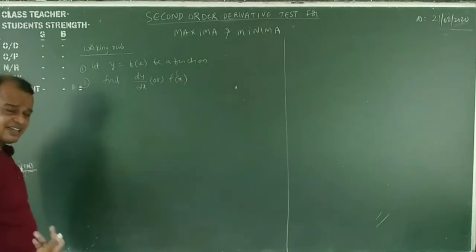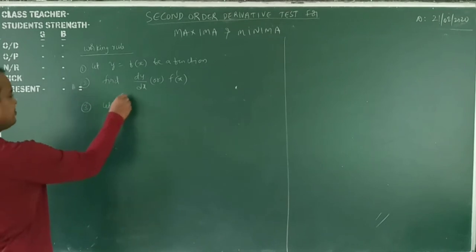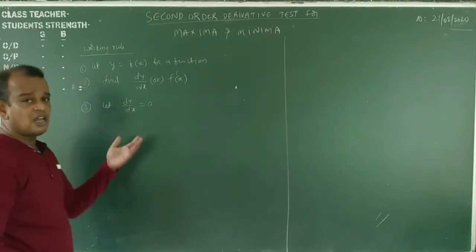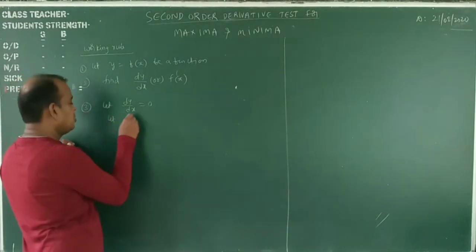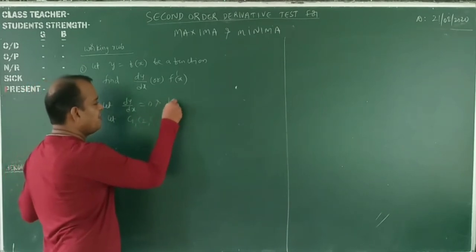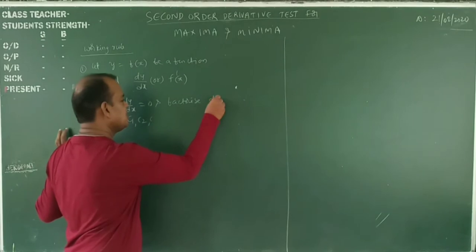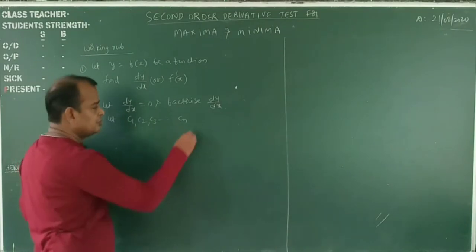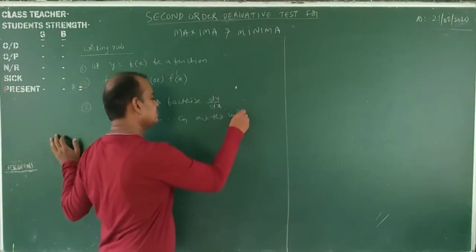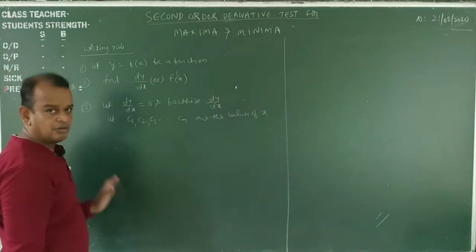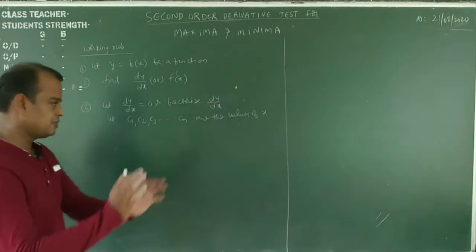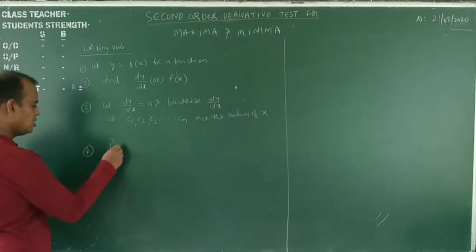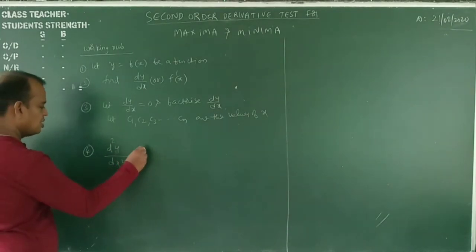Same process. Third, let dy by dx is equal to 0, factorize dy by dx and find the values of x. Let, for suppose, c1, c2, c3 and so on up to cn be the values of x. We will find the values of x and keep them aside. After that, since we already found dy by dx, immediately we will find d square y by dx square, that is our f double dash of x.